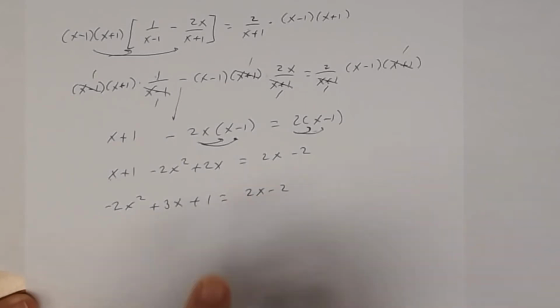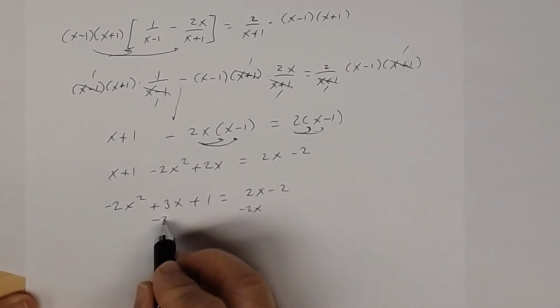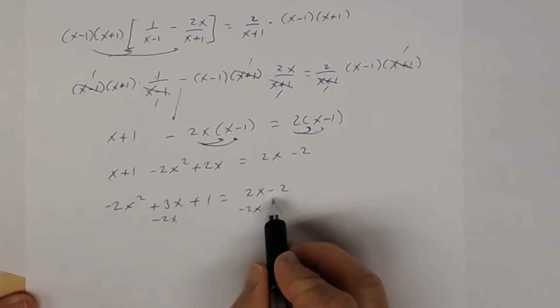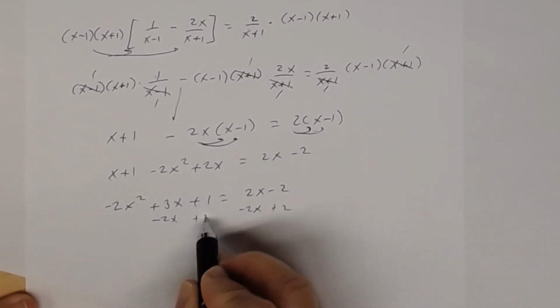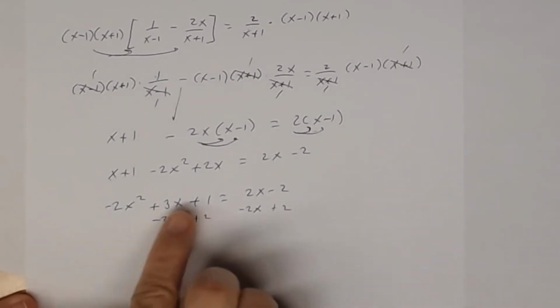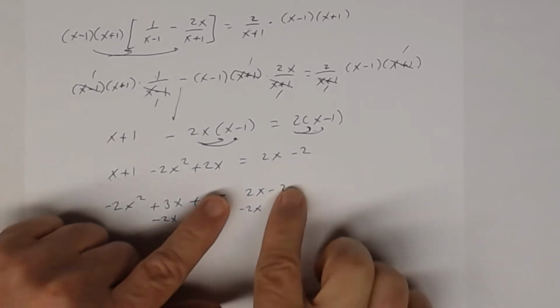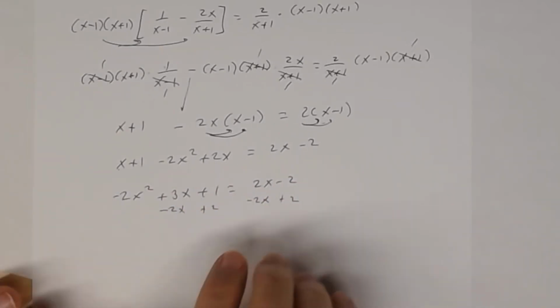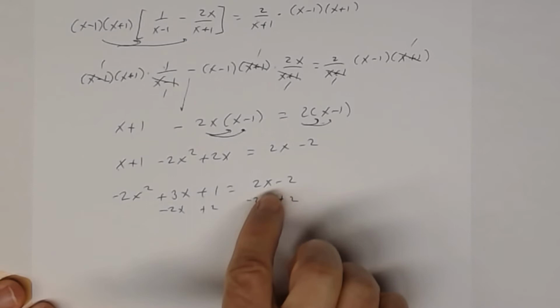So let me go ahead and subtract 2x from both sides. And notice I'm aligning my like terms. And I'm also going to add 2 to both sides, just like this. So I did 2 steps in one. You're going to subtract 2x from both sides and then add 2 to both sides. And remember, the whole purpose is to get 0 on this side, standard form. You want 0 on this side.